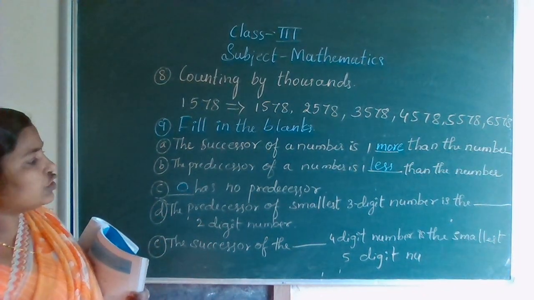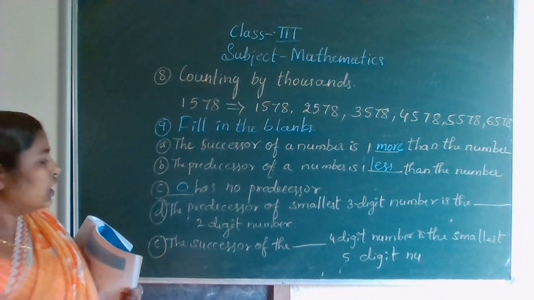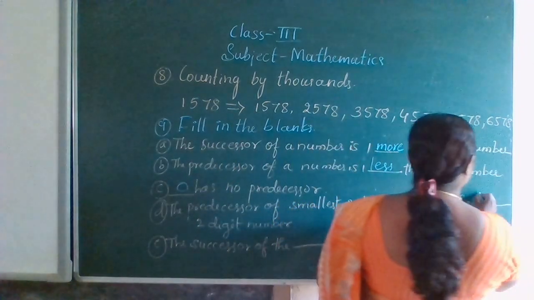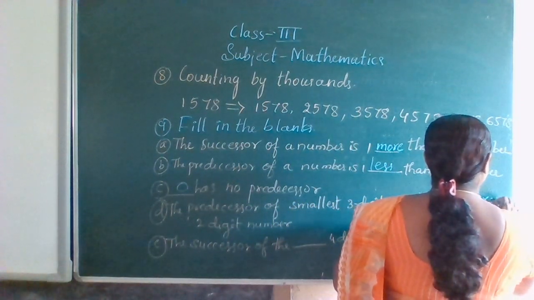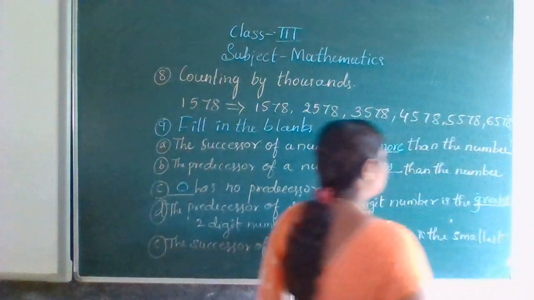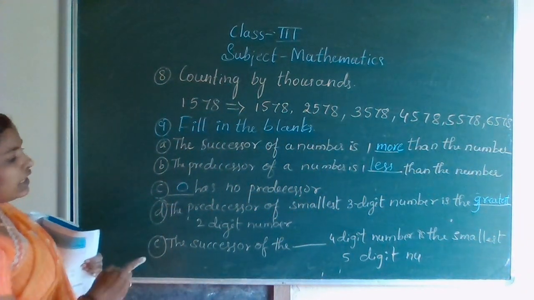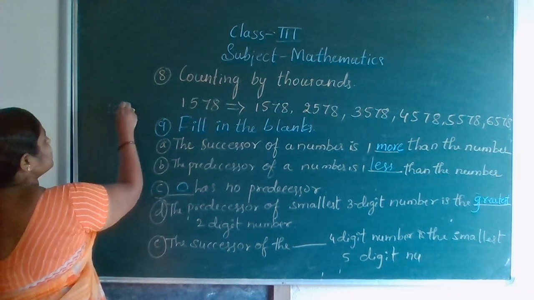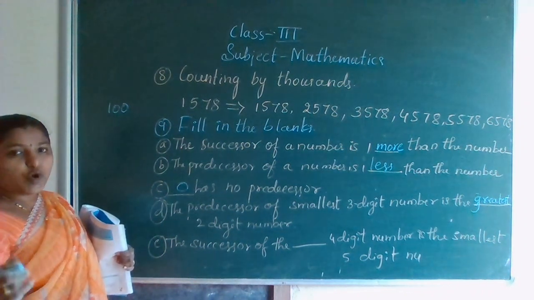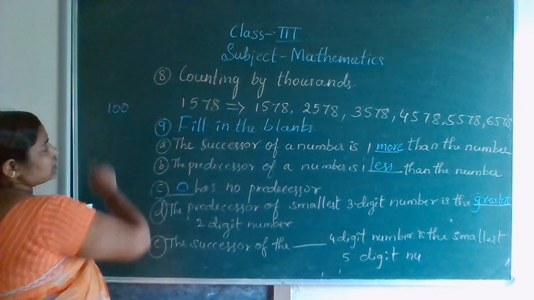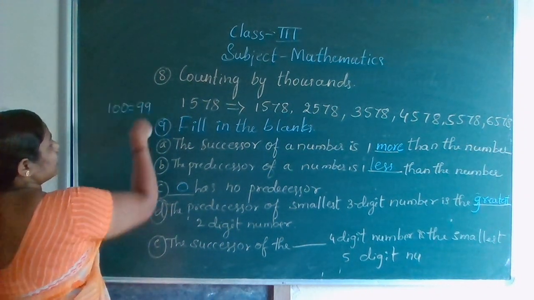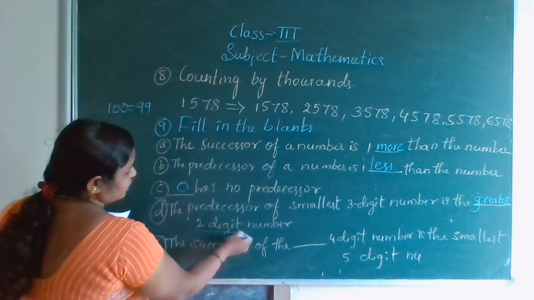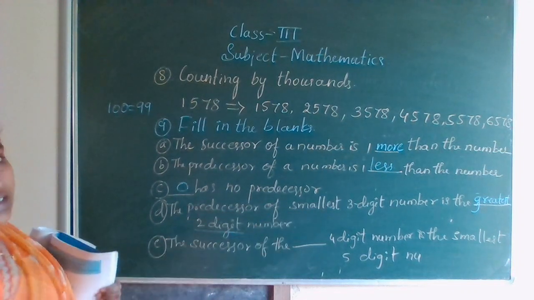Next, the predecessor of a smallest 3-digit number is the smallest 2-digit number. Sorry, greatest. See, for example, the predecessor of smallest 3-digit number. What is the smallest 3-digit number? That is 100. 100 is the smallest 3-digit number. Write the predecessor of it. What will become? 99. So 99 is the greatest 2-digit number. So greatest is the answer.